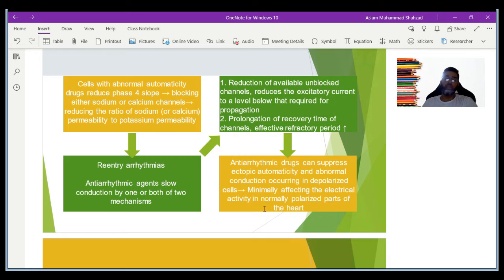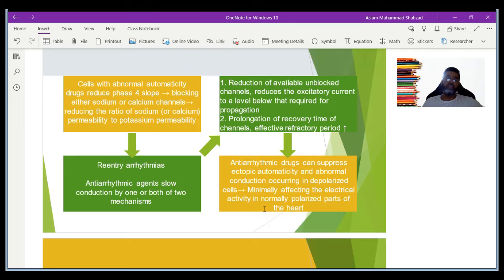How do they work? Number 1, they reduce the available unblocked channels and reduce the excitatory current to a level below that required for propagation. Or number 2, a prolongation of the recovery time of the channel, or effective refractory period enhancement or increase.